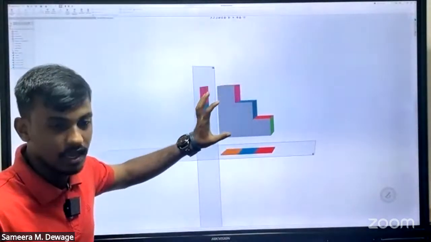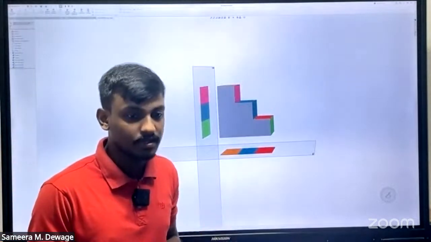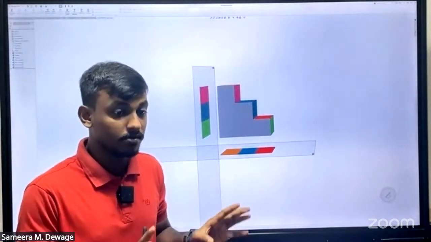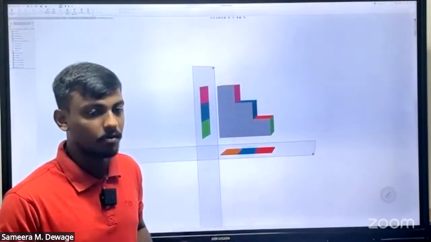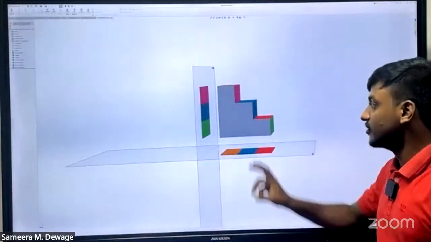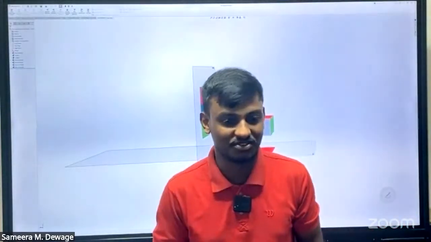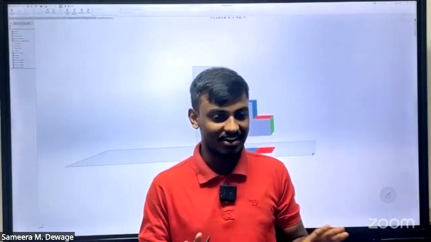So therefore now I'm going to discuss first angle projection. Okay, right. This is our object. Object in Sinhala we call vastu, right?